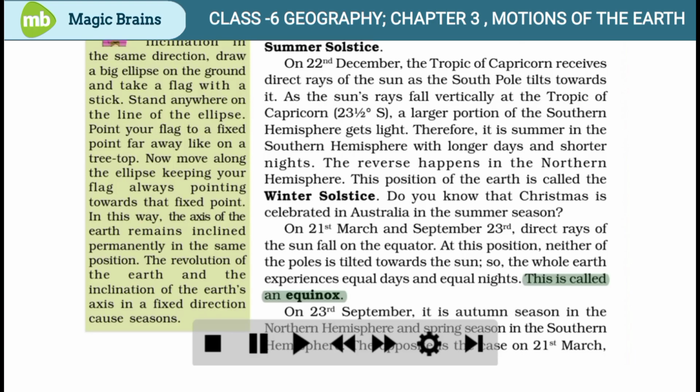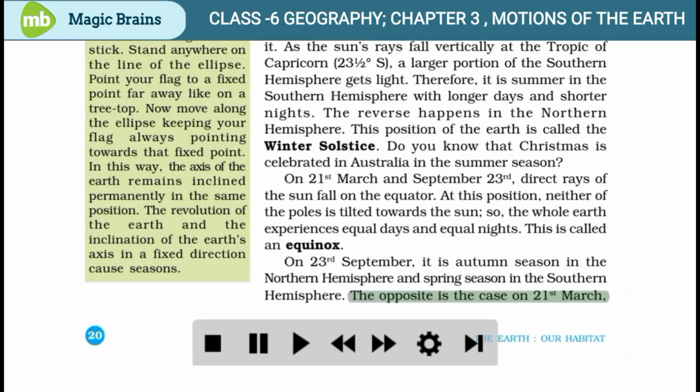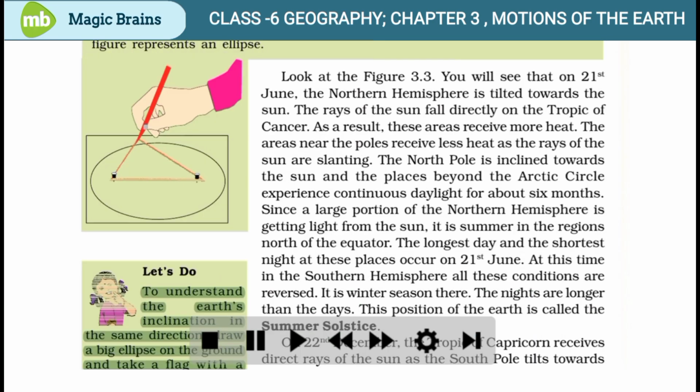On 23rd September, it is autumn season in the northern hemisphere and spring season in the southern hemisphere. The opposite is the case on 21st March.